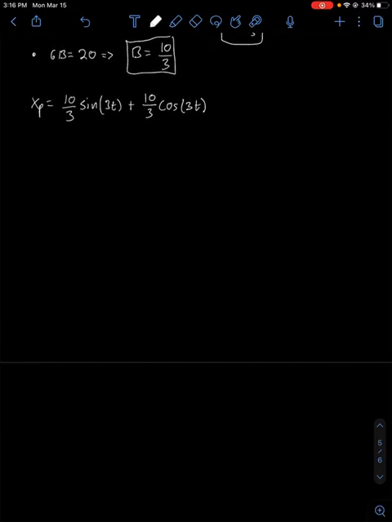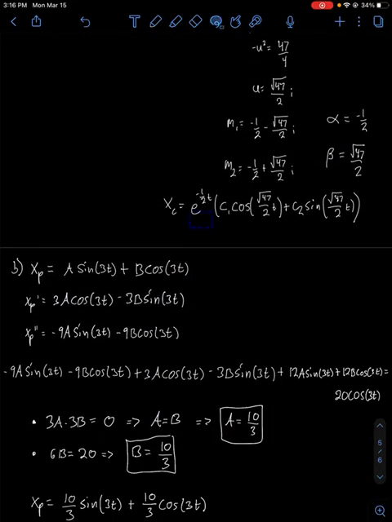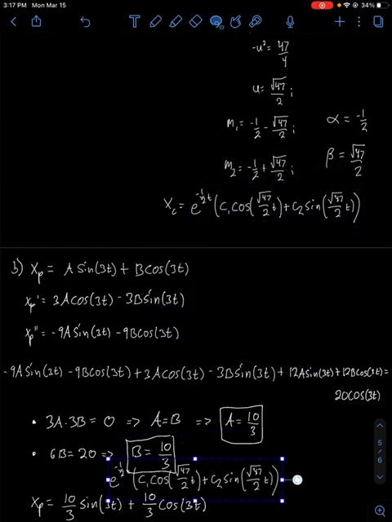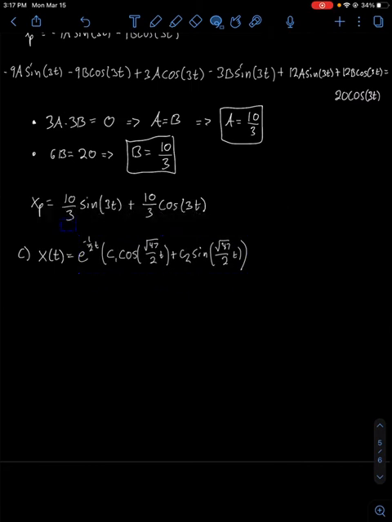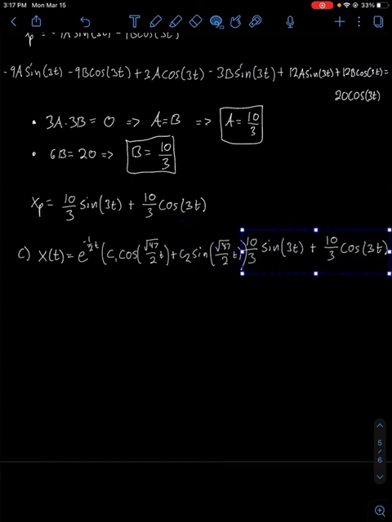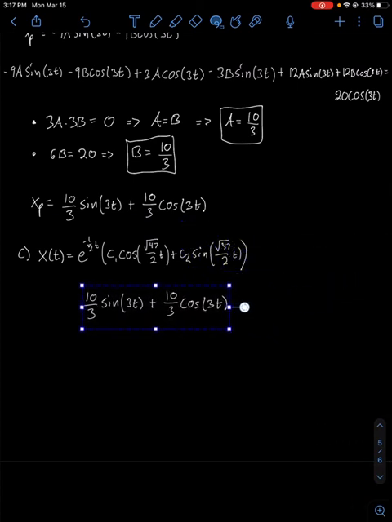So now part C is to write out the entire solution. X of t is equal to x sub c plus x sub p, where x sub c is this term right here, plus this term right here. And that's by the superposition principle. This is a little bit big, so I'm going to shrink these two down.